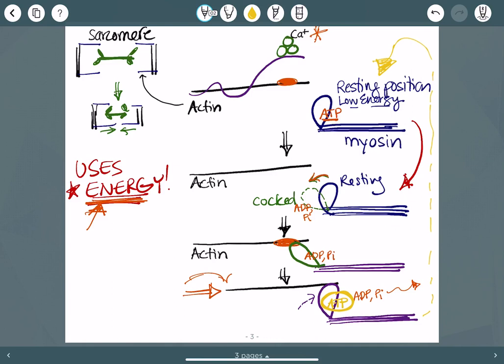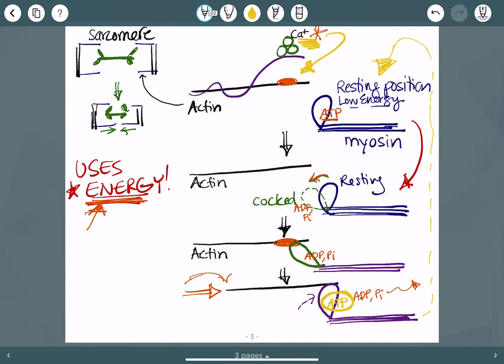So this process goes around and around and around as long as two things are there. One, calcium is still available and bound to troponin, which is necessary to keep that active site available on the actin. And two, you have ATP to continue to bind. If there is no ATP available, the myosin head will not release the actin.